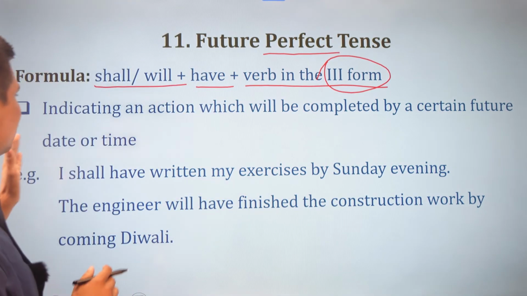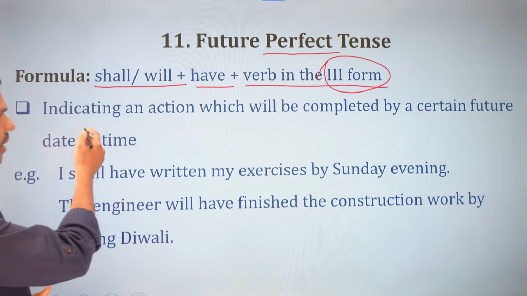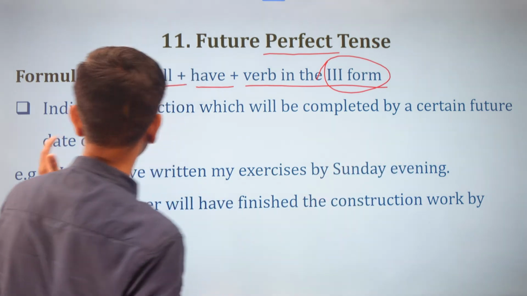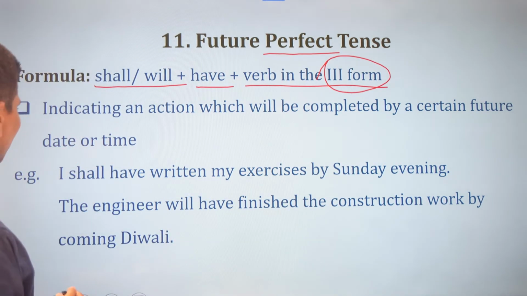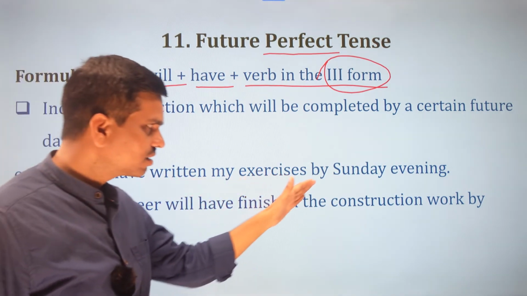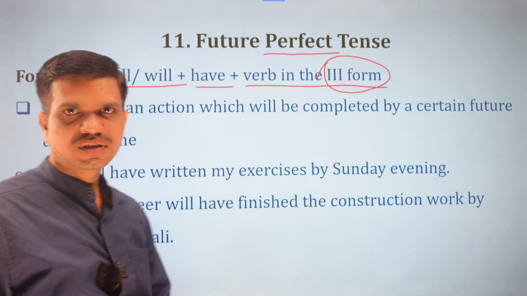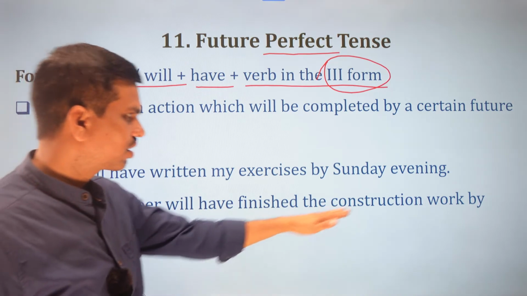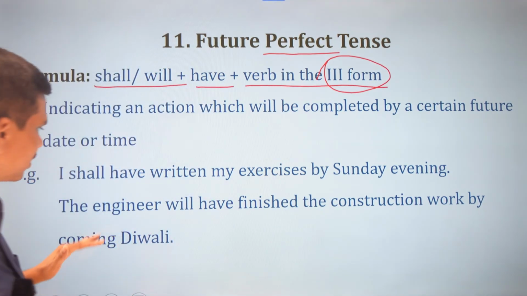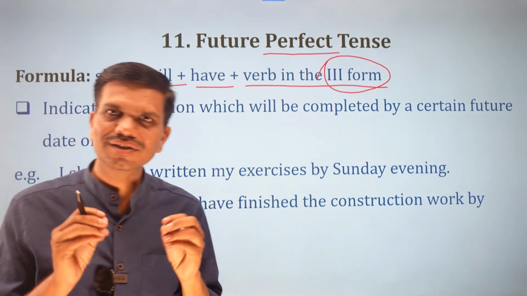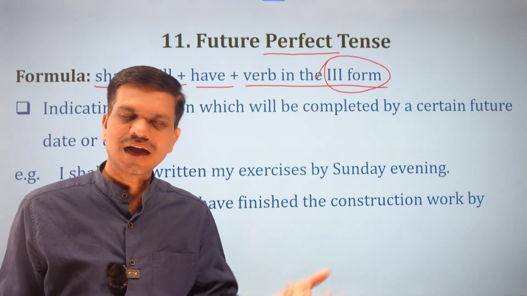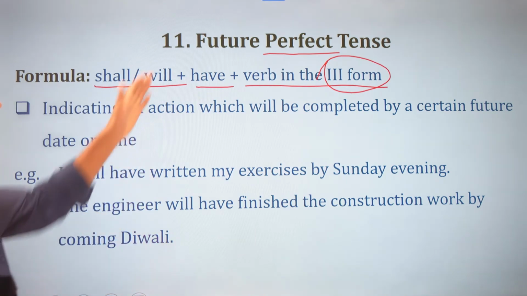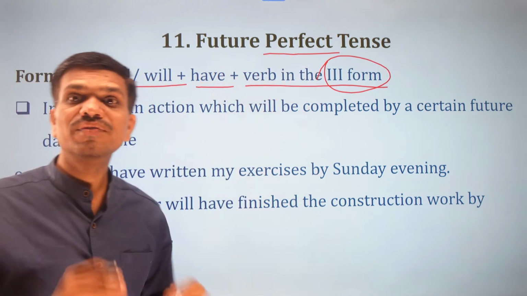Right? Now it is used in indicating an action which will be completed by a certain future date or time. For example, I shall have written my exercises by Sunday evening. Next, the engineer will have finished the construction work by coming Diwali. It means the construction work of the house will be completed by coming Diwali. So this is what is expressed in the future perfect tense.